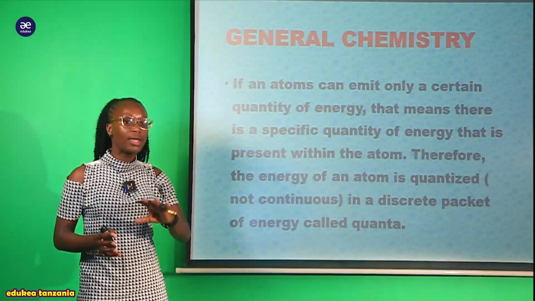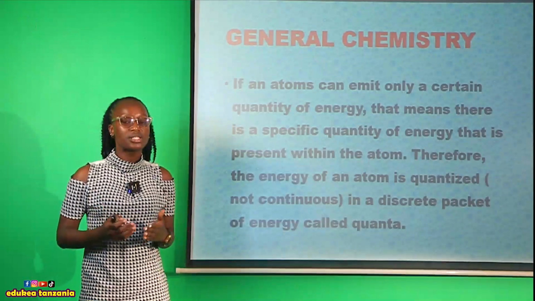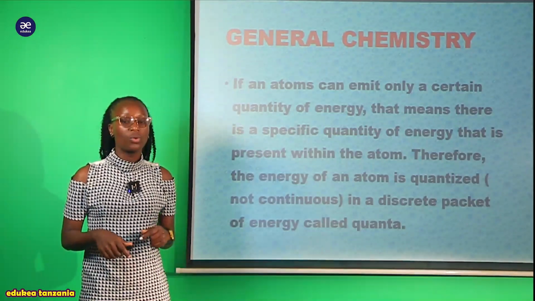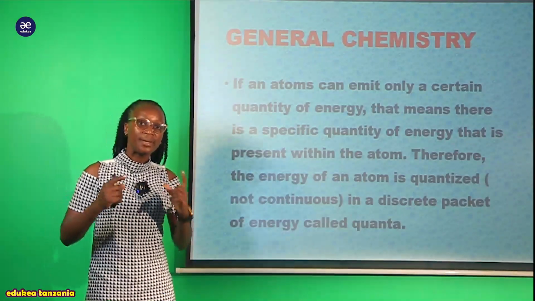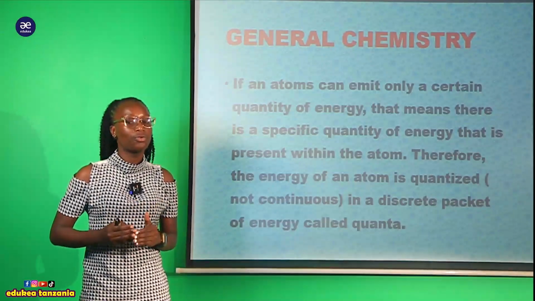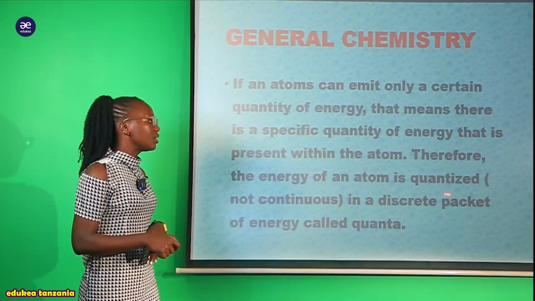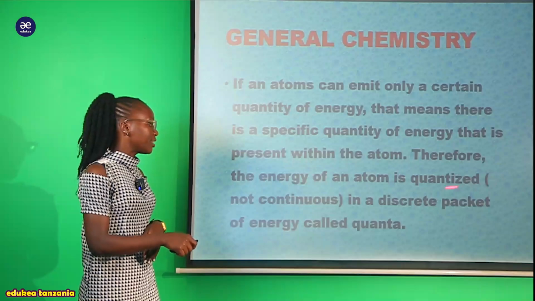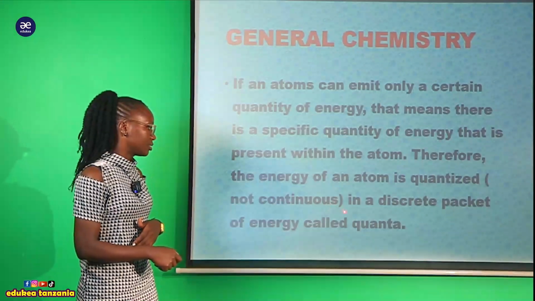Kwa nini not all? Or why just only a certain of energy? Here, what does it mean? This means that there is a specific quantity of energy within that atom, kwamba kila atom ina specific energy yake. That's why ndo maana hata emission inatake place in only a certain kind of energy. Therefore the energy of an atom is quantized. I mean that not continuous, is quantized, not continuous.